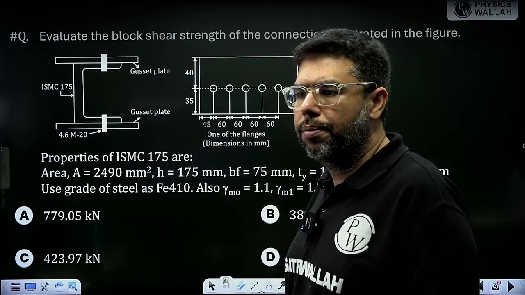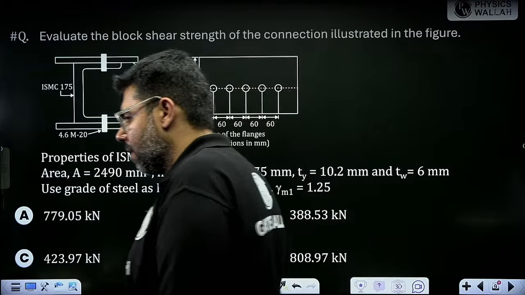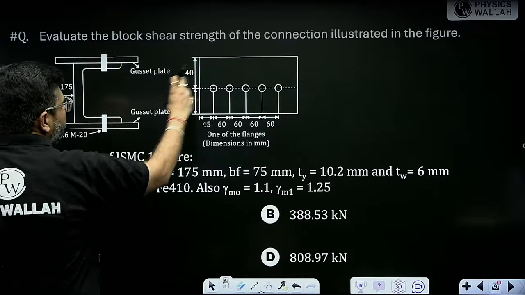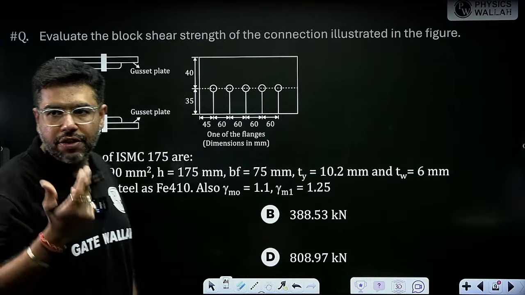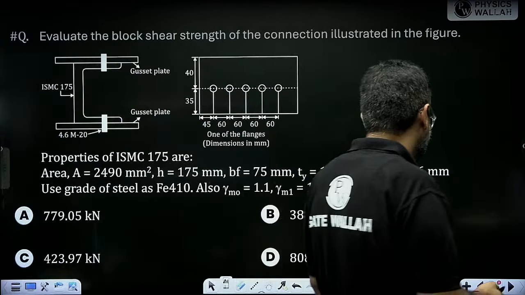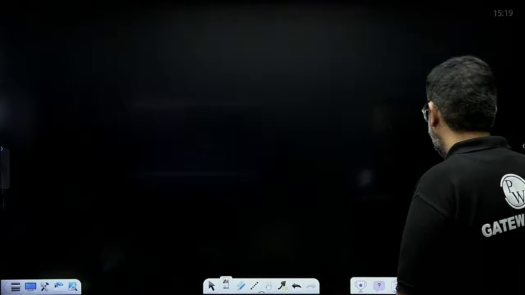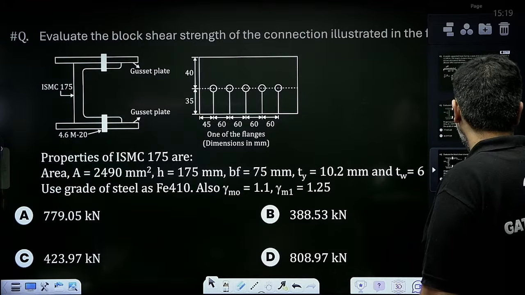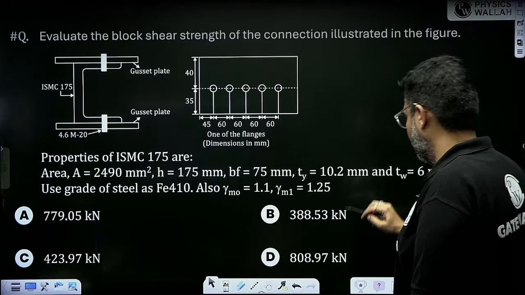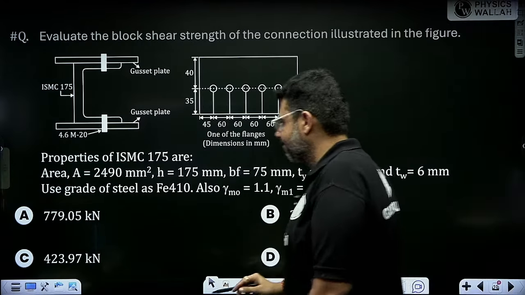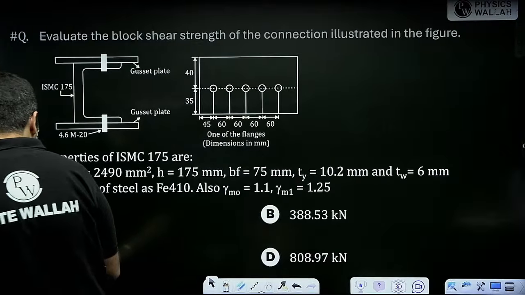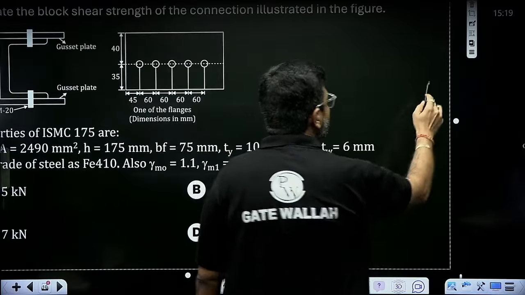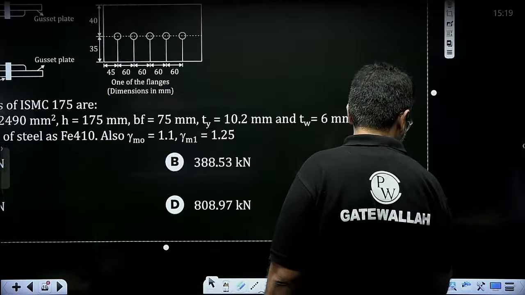Let's do it. Are you able to do it? We have two gusset plates here. So find out the block shear strength of one and multiply it by 2. That's it. Very easy question, but interesting one again. Every area was given to me, so I will use all the areas and then proceed with the solution.